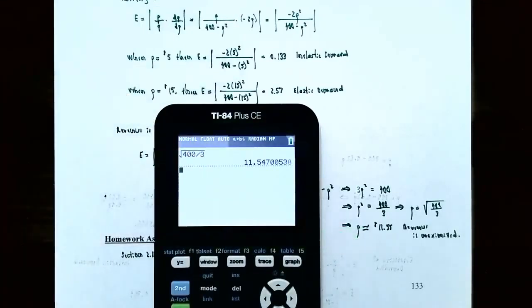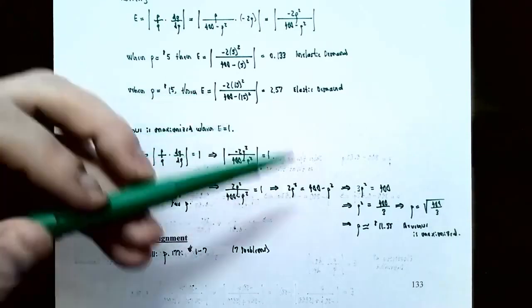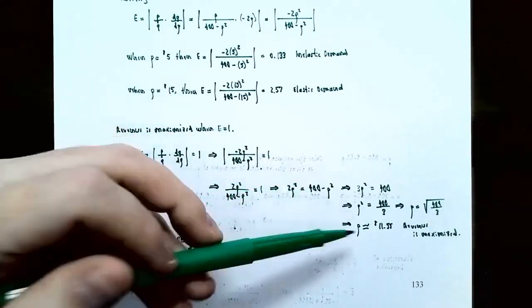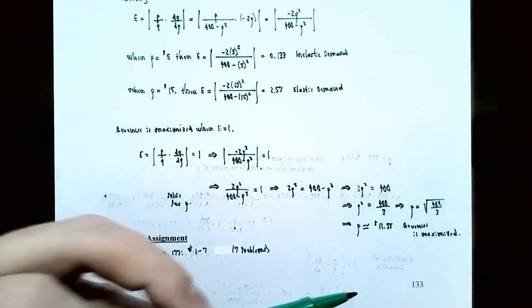If the kite is sold at $11.55, we have unitary demand, or the price elasticity of demand is 1 if the price of a kite is $11.55. What that means for the company is that if the kite is sold at $11.55, their revenue is maximized.